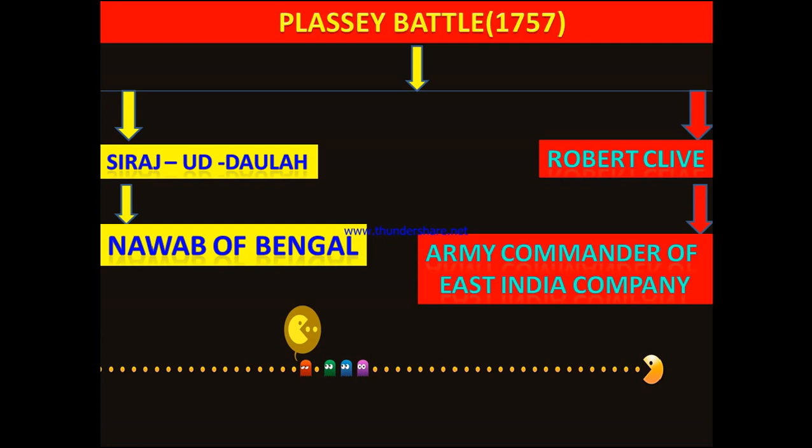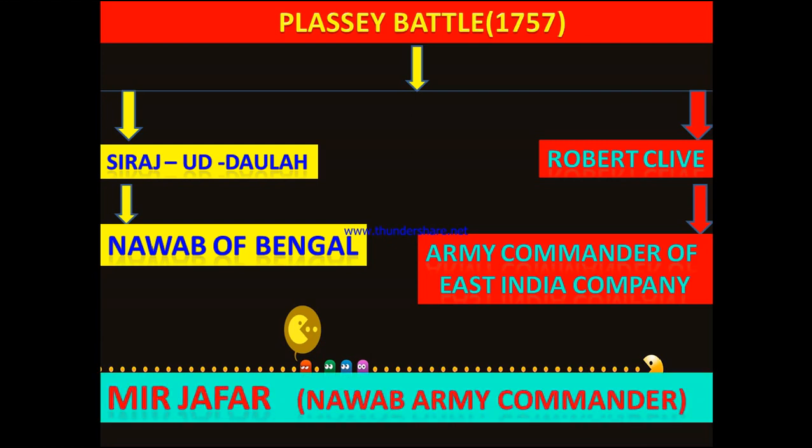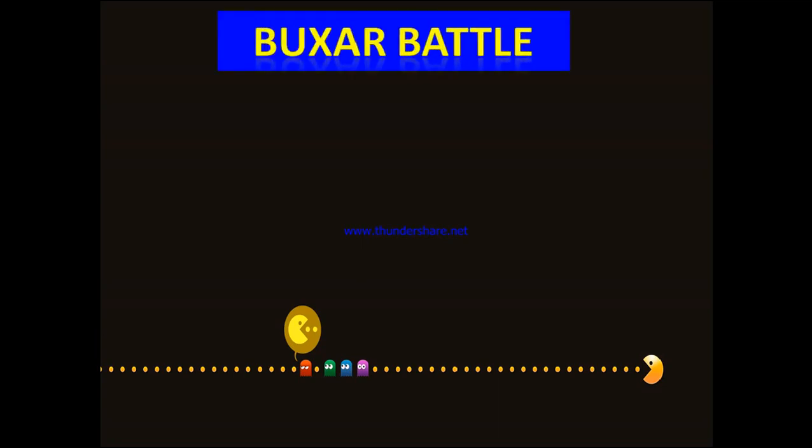Then after the battle, he would become the Nawab of Bengal. So he had given a promise, and he made a secret conspiracy with Mir Jafar, who was the army commander of Siraj ud-Daulah. Then this battle happened in 1757 at Plassey, and in this battle, according to the promise, Mir Jafar did not support his leader, the Nawab of Bengal, Siraj ud-Daulah. Thus Siraj ud-Daulah was so easily defeated by the East India Company.